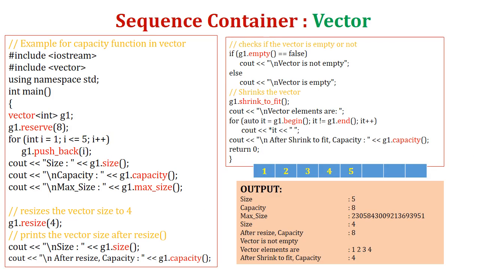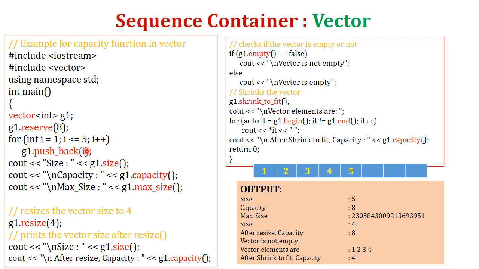I will show an example program using the functions. For example, here the object is created from the vector. Now we are going to reserve the memory space. Here 8, so now 8 memory spaces are allocated. See, 1, 2, 3, 4, 5, 6, 7, 8 memory spaces are allocated.